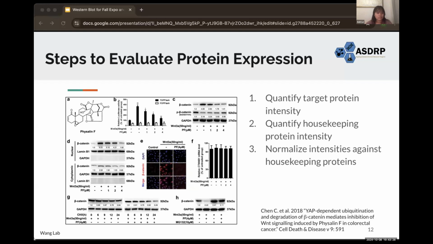And so how researchers will typically use housekeeping proteins to assess changes in protein expression. They'll first quantify target protein intensity using the ImageJ analysis, for example, and also they will quantify housekeeping protein intensity. And using these numbers, they will normalize intensities of the target protein against the housekeeping proteins.